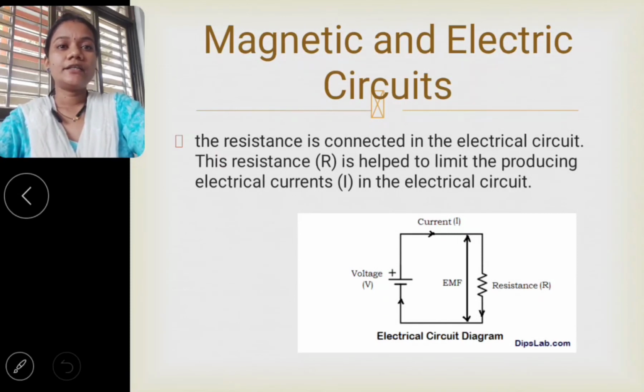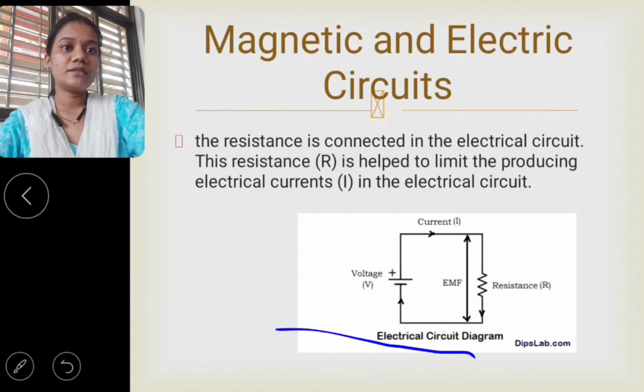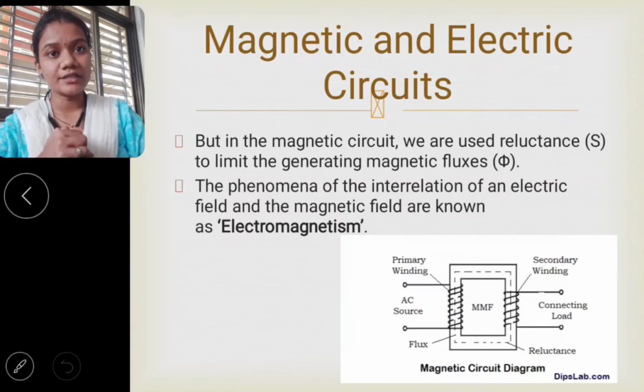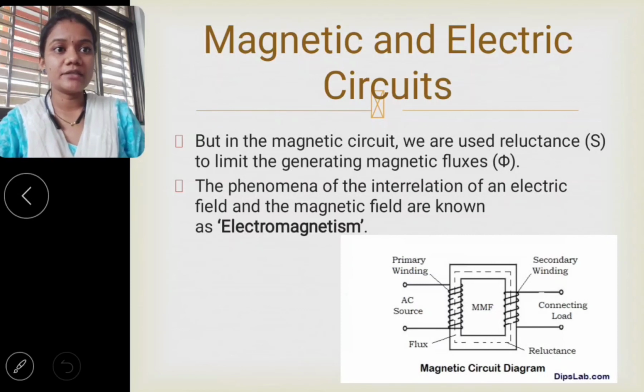Now what are the magnetic and electric circuits? We have seen the parameters of electric and magnetic circuits, but what are the circuits actually? This is a diagram of an electric circuit. The resistance is connected in the electric circuit. Resistance R helps to limit the current. It is the function of a resistor to limit the current in an electrical circuit. Now this is the magnetic circuit, where we use reluctance to limit the magnetic flux.